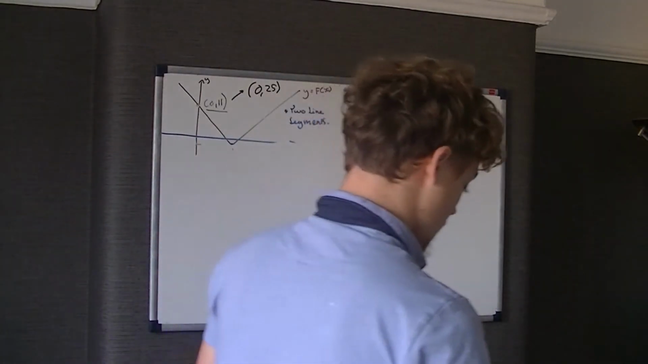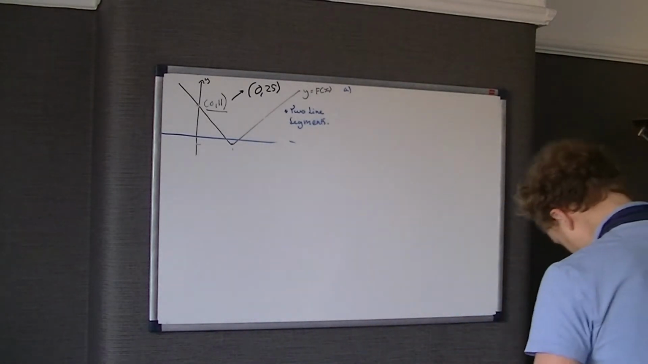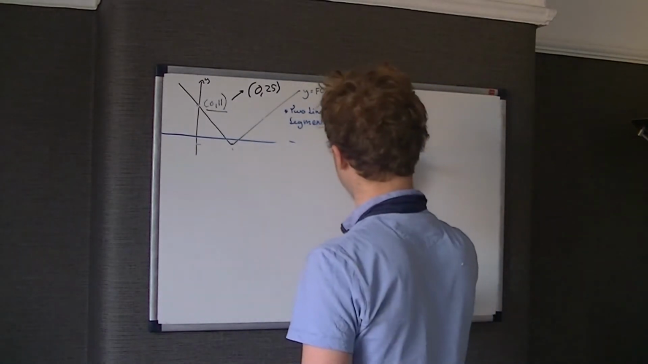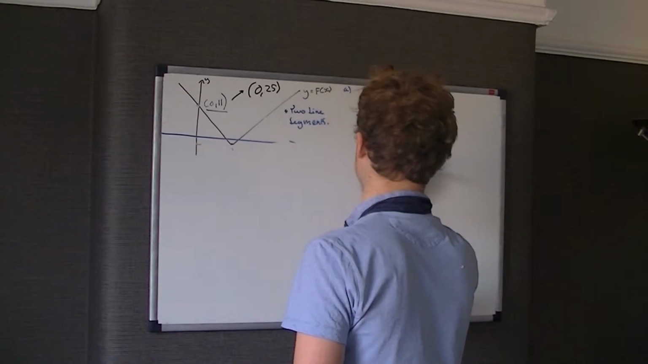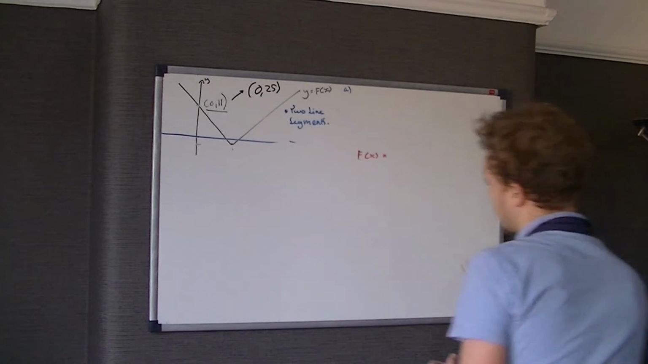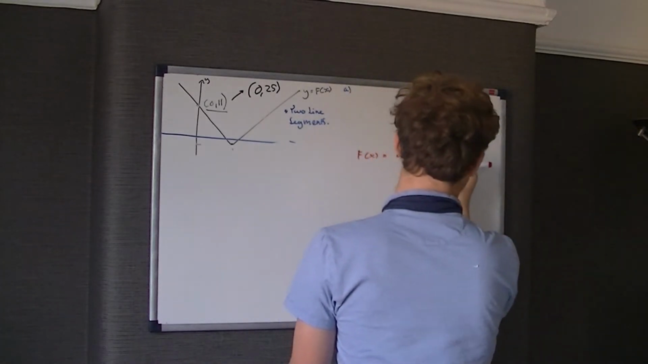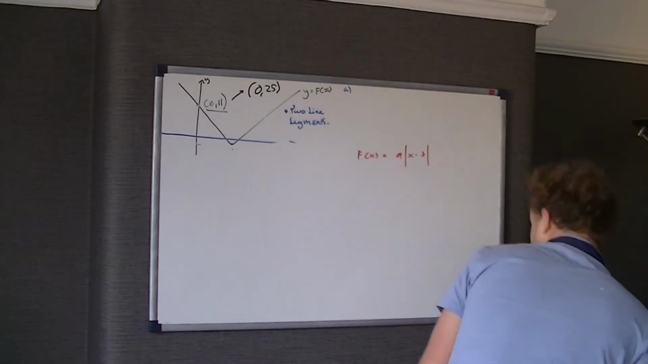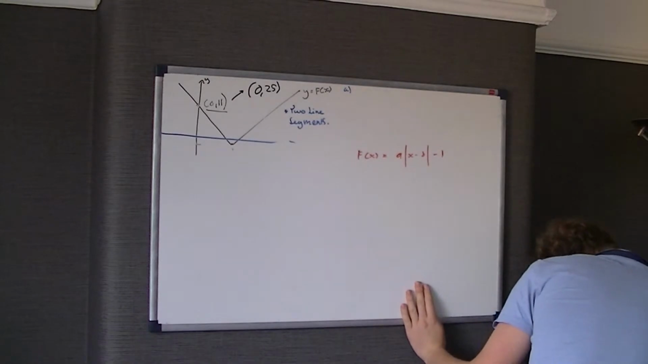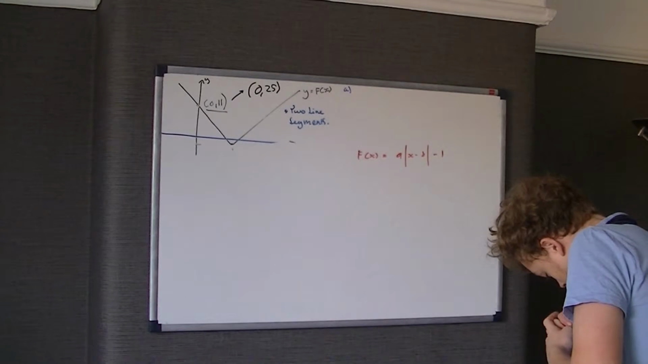Right, okay, so what's the next part of this? At the top we said, given that f of x equals a times the modulus of x take b, take 1, where a and b are constants, state the value of a and b.